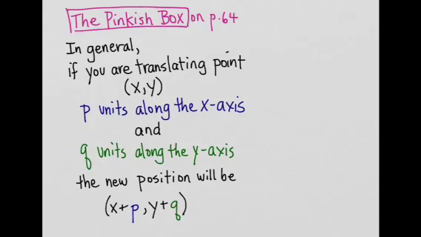Everything that I've done is on page 64, and the pinkish box on page 64 says that in general, if you are translating point (x, y) p units along the x-axis and q units along the y-axis, the new position will be (x + p, y + q), where remember that p and q could be negative. You just have to remember that when they're negative, you're basically adding a negative number, which is the same as subtracting.